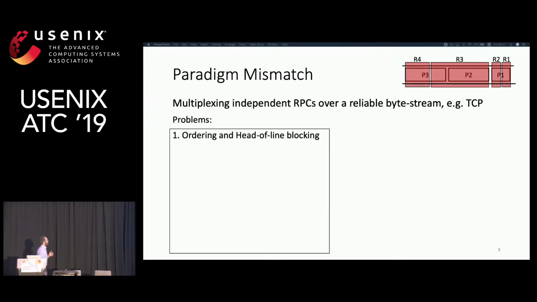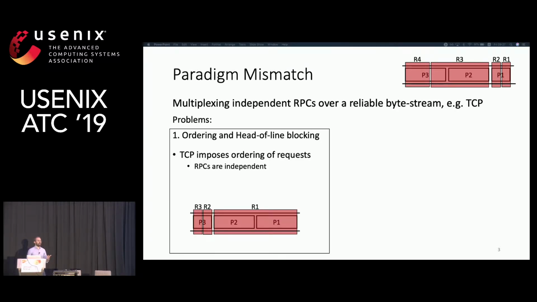The first one is ordering and head-of-line blocking. TCP orders requests that are delivered on top of the same connection, despite the fact that RPCs are independent and they can be served independently. In this case, the long R1 request that can also take longer to be served will delay the shorter R2 and R3 requests. Also, losing packets only makes things worse, because then the TCP mechanisms will kick in and try to recover the lost packet.